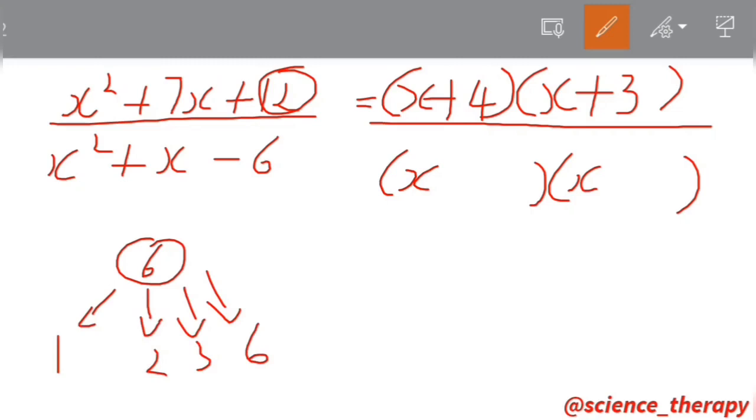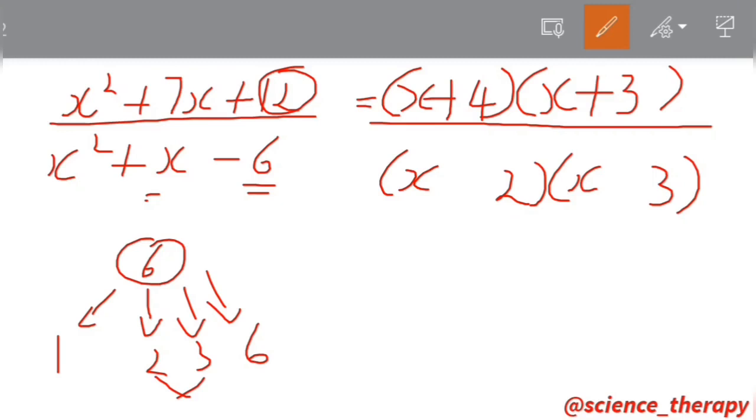Now we want two factors of 6. When you multiply them, they give you the last term. When you add or subtract them, they give you the middle term. Right. So when you multiply them, they give you 6. When you add or subtract them, they give you 1. So we obviously want to choose 2 and 3. So let's have 2 this side and let's have 3 that side. Remember, it doesn't matter. What matters are the correct signs.